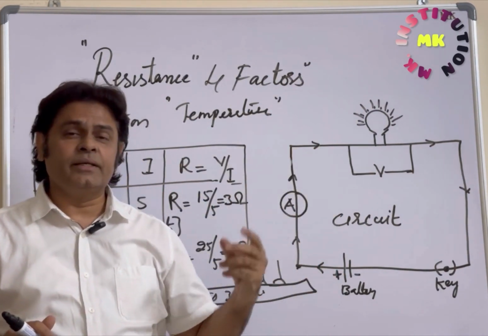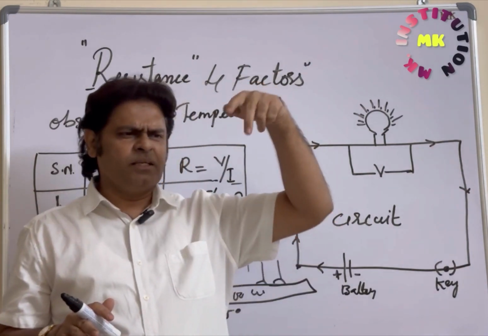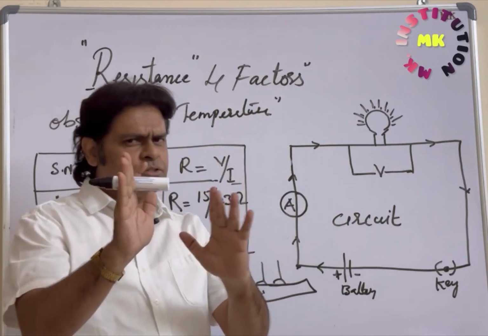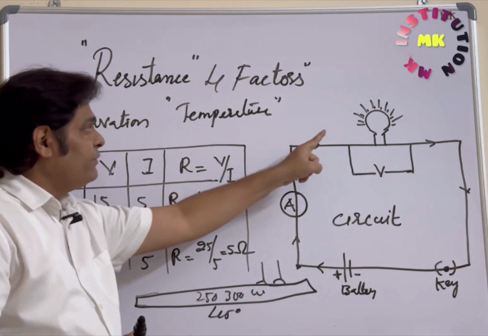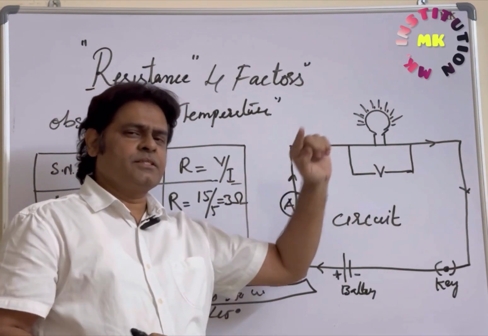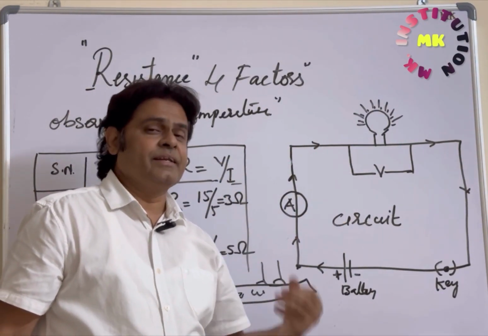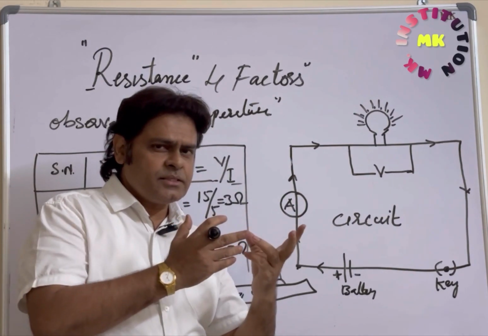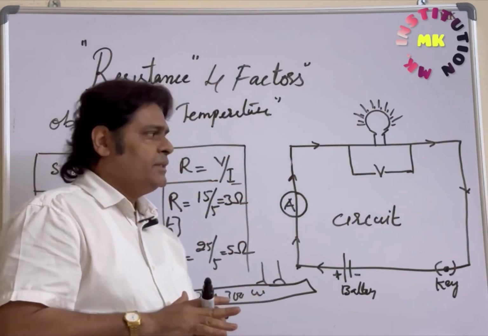250 volt, 300 volts, 500 volts, on that the birds can easily sit. Clear? That is not our topic. Our topic is that if the temperature rises, resistance also rises. Clear? Increases. And if the resistance increases, the current reduces. This is the first one.